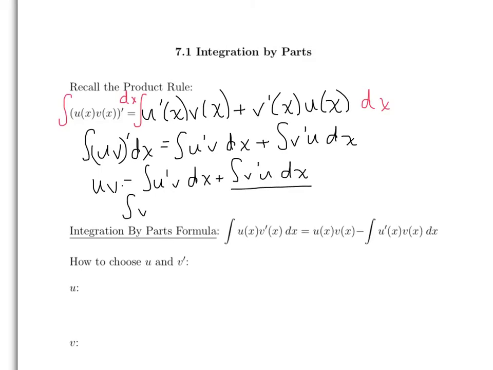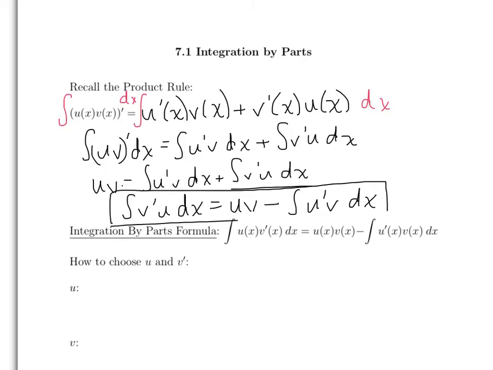So we get that the integral of some derivative of one function times another function is the two functions multiplied together minus, if you bring that over, the integral of u'v dx. This is where the integration by parts formula is derived from. It's thinking about the product rule and undoing that. So with integration by parts, you're trying to integrate some function multiplied by the derivative of some other function, and you use this formula to get to the opposite of the product rule.